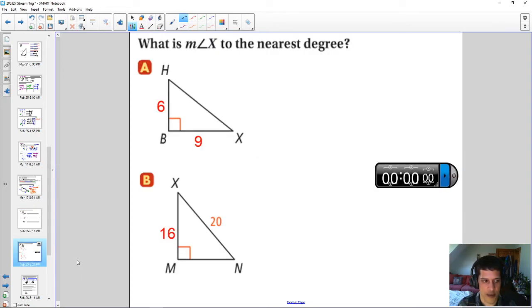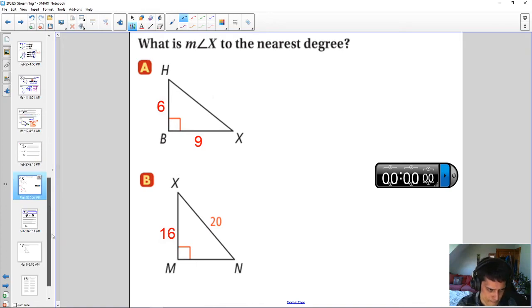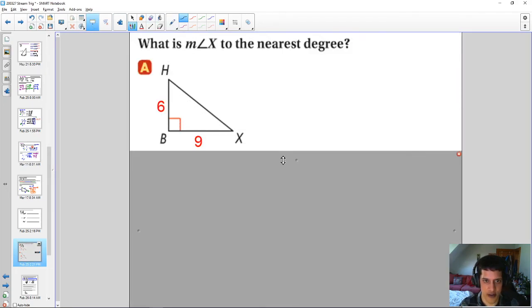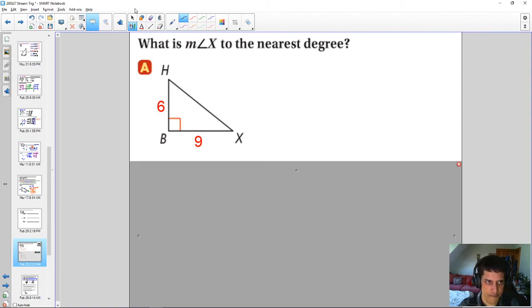So we're going to walk through how we would solve these two triangles here, finding a measure of angle x to the nearest degree. I'll do the first one up here, and then I'll pause and give you guys a second to do the second one. See if you can figure it out. Just cover it up for now. So we're looking for angle x. That's this guy right here.